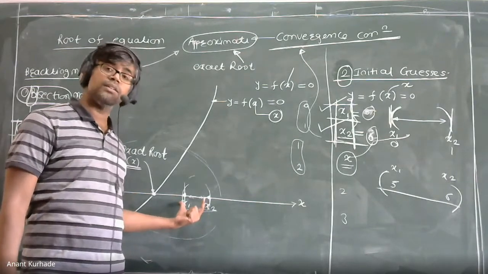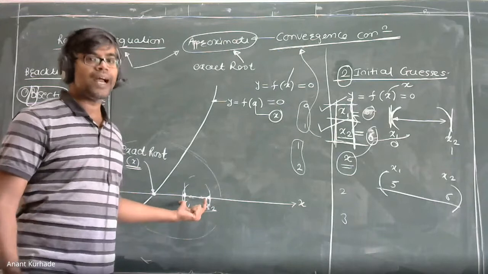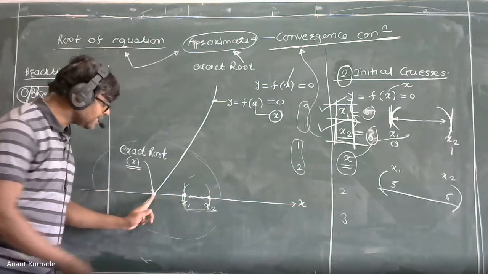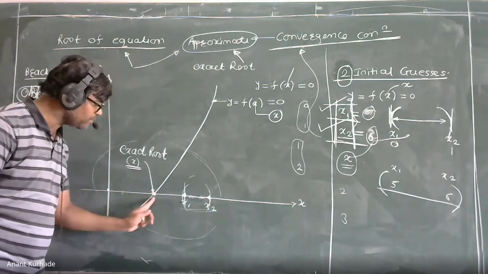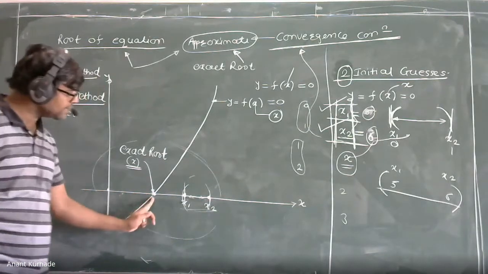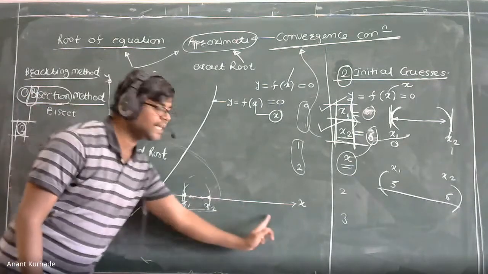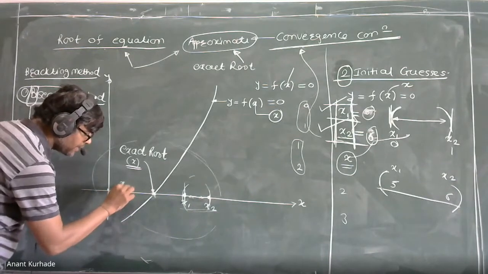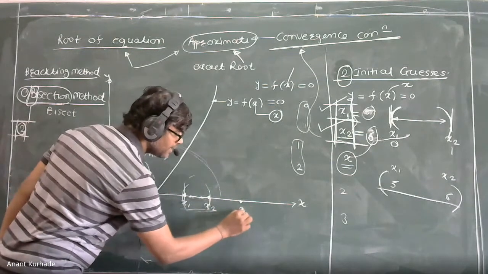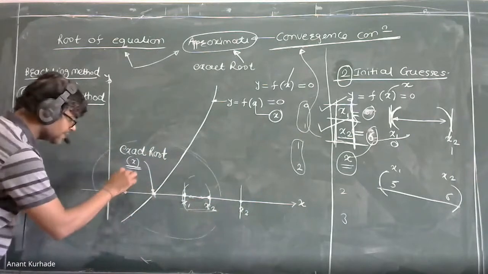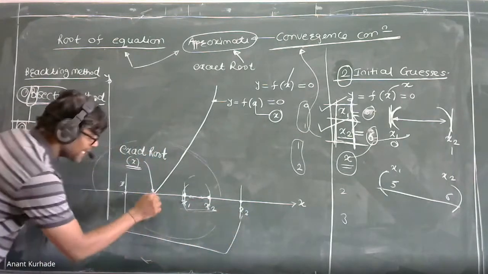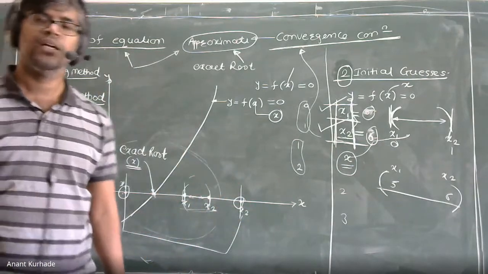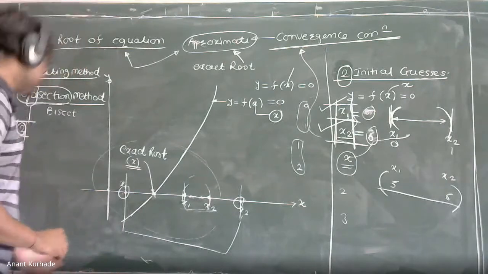So for satisfying the convergence condition, you have to take two initial guesses in such a way that in one case it is towards the left side of this exact root, and in the other case it is towards the right side of this exact root. That means x1 will be here and x2 will be here. So in this case, you can say the root lies between x1 and x2. Is it correct?